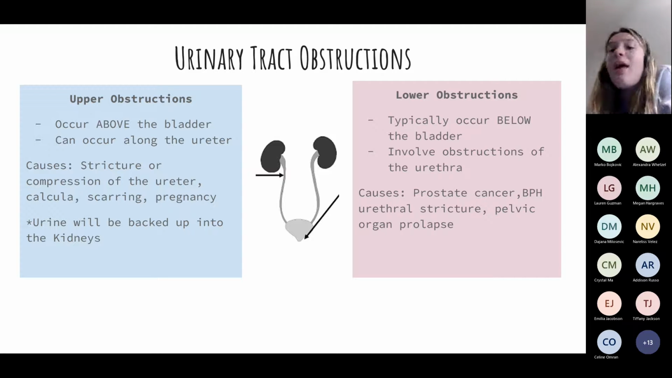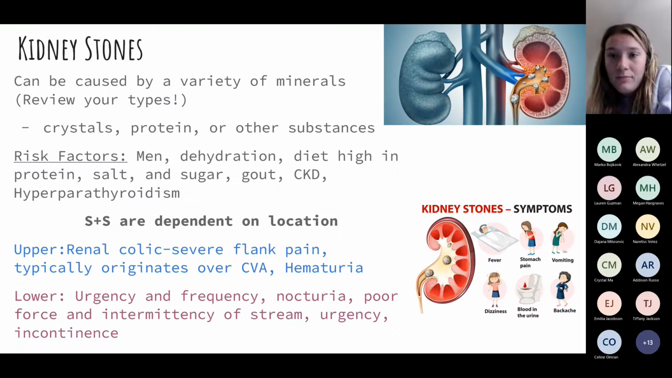Our lower obstructions happen below the bladder. So usually something is going on with the urethra. We'll talk a little bit more about BPH and some pelvic organ prolapse, but just think that lower, we're picturing some sort of obstruction, whether it be a physical obstruction inside the urethra or something on the outside squishing the urethra closed, inflammation, etc.